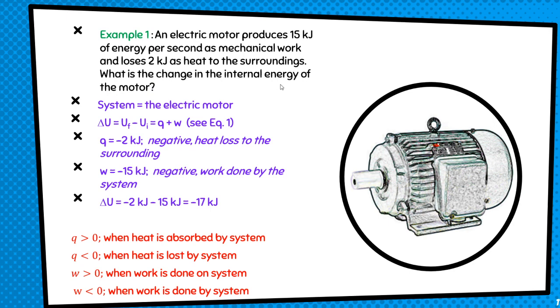First of all, when you are given such a problem, you need to jot down what is asked and what is given. So the system is the electric motor, and what you want to find is ΔU, and ΔU, as you know, is Q plus W. And Q has to be negative because it's heat lost to the surroundings, so -2. And W is also negative because this is work done by the system. Hence ΔU gives you -17 kilojoules.